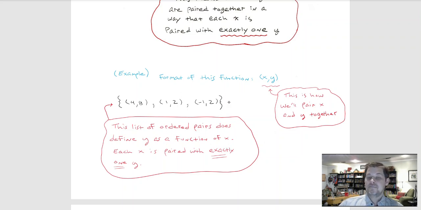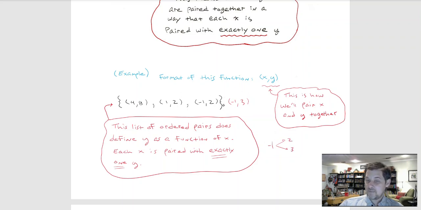Now, if I had another ordered pair, say this list had one more, and it said -1 is paired with 3, well then it wouldn't be a function, because if I included this fourth ordered pair, the x value of -1 would be paired with 2 and also with 3. That would give you one x being paired with more than one y. And that's the kind of thing that we look at to eliminate something from being a function.